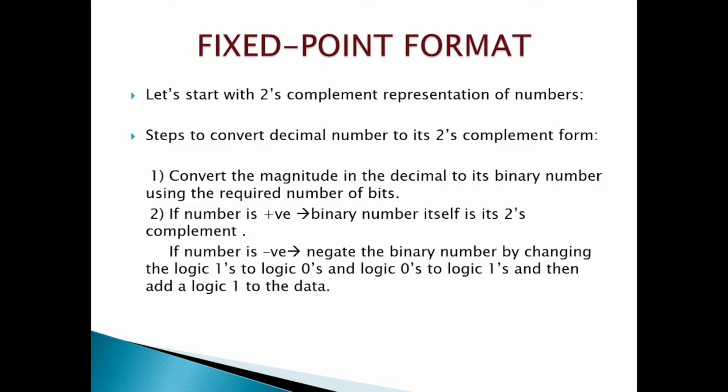First, let's understand 2's complement representation of a number. Step 1 of converting a decimal number to its 2's complement form is that the magnitude of the decimal number is converted to its binary number. The second step: if the number is positive, then its binary number itself is its 2's complement representation. If the number is negative, then perform the 2's complement operation, that is, negate the digits of the binary number, which is called 1's complement, and then add logic 1 to the data.